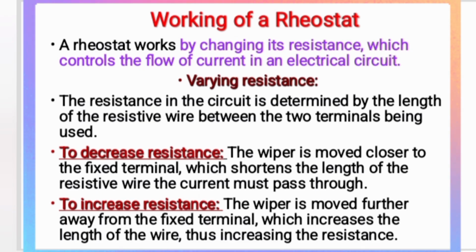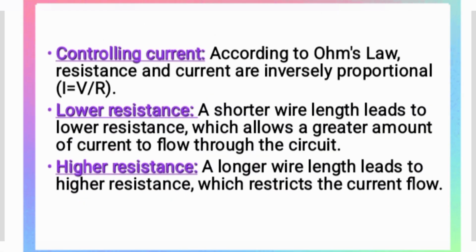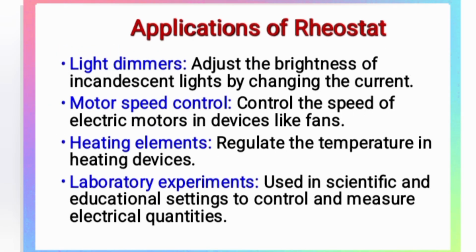To increase resistance, the wiper is moved further away from the fixed terminal, which increases the length of the wire, thus increasing the resistance. Controlling current: according to Ohm's law, resistance and current are inversely proportional, I equals V by R. Lower resistance: a shorter wire length leads to lower resistance, which allows a greater amount of current to flow through the circuit. Higher resistance: a longer wire length leads to higher resistance, which restricts the current flow.